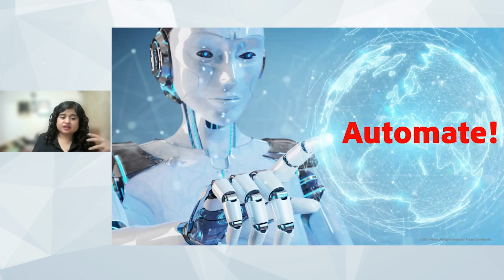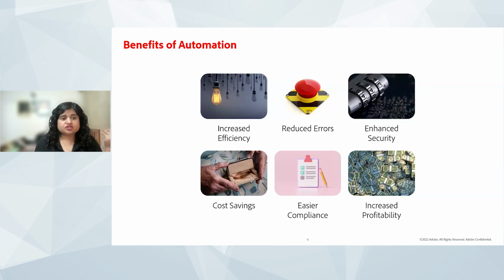Only then will they be able to process information out of the 2.5 trillion documents that exist in the world out there. The benefits of automation would help us increase the efficiency of the people designing the document and reduce errors in the documents that have been designed. We'll be able to ensure that the documents can be secured, because the increase in efficiency will of course lead to cost saving, management of compliances and increased profitability.